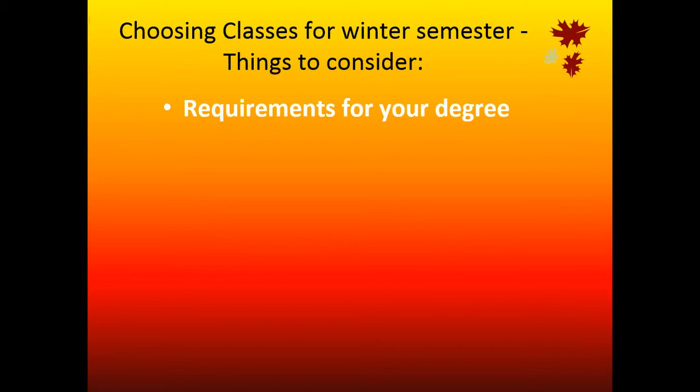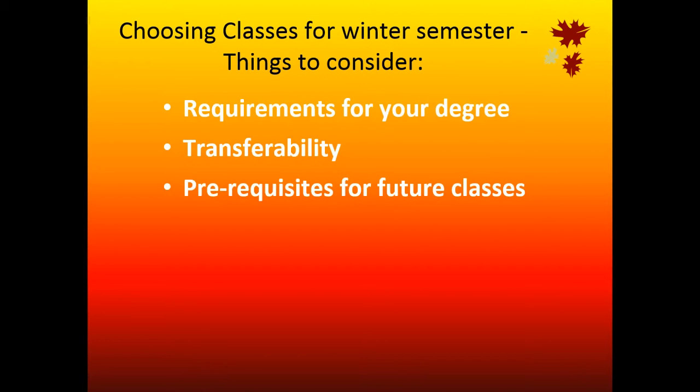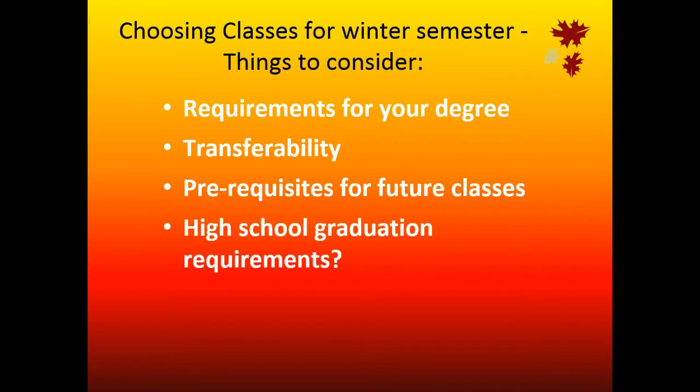So there's several things to consider when choosing classes for any semester, but in particular for you and this upcoming winter semester. You certainly want to consider the requirements for your degree. Will those classes transfer on to a university? Many of you have expressed the idea that you want to go on to a four-year school. You want to consider what classes you need to be able to take additional classes, and those are called prerequisites. For example, you need to complete English 101 before you can take English 102. So you want to try to get some of your prerequisite classes out of the way.